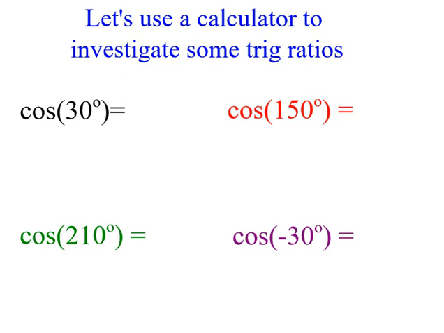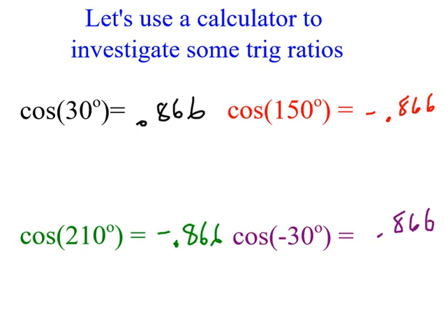So hopefully you are back from having done this, and when I did cosine of 30 on my calculator, I got 0.866. When I did cosine of 150, I got negative 0.866. When I did 210, I got another negative 0.866. And when I did negative 30, I got 0.866.